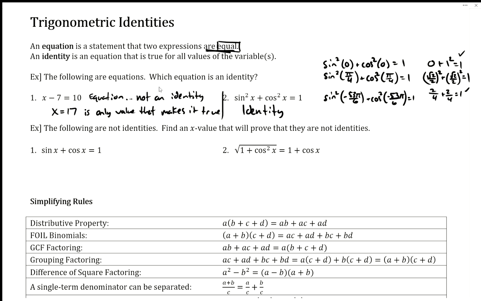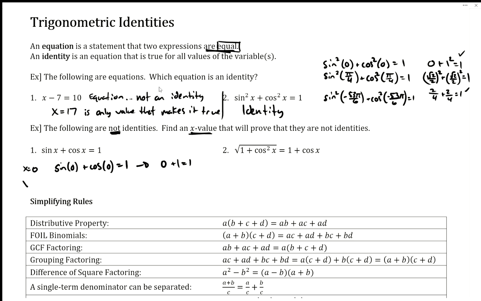In this next example, we're going to show that something is not an identity. All we have to do to prove that something is not an identity is find a single x value that shows the equation is not true. If I chose x equals 0 here on this first one, it might look like an identity, because sine of 0 is 0, cosine of 0 is 1, and that looks like it's true. But it's a bad choice to prove that it is not an identity. Let's choose a different value.